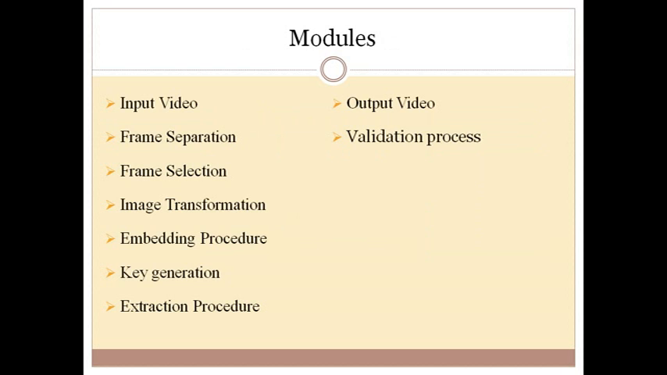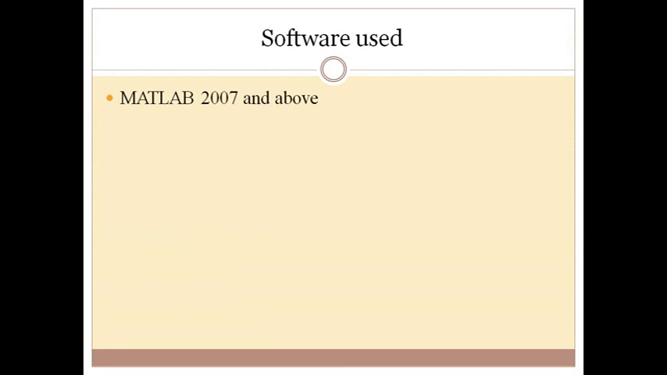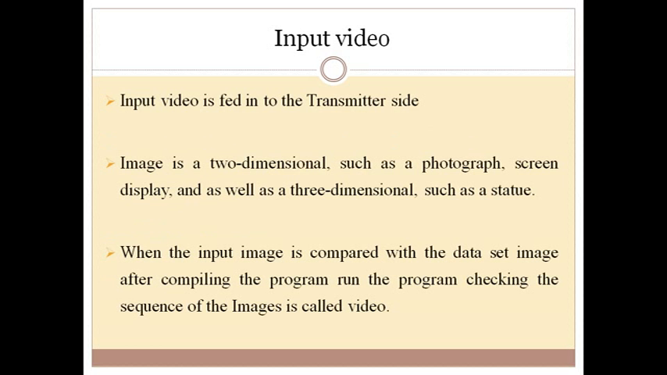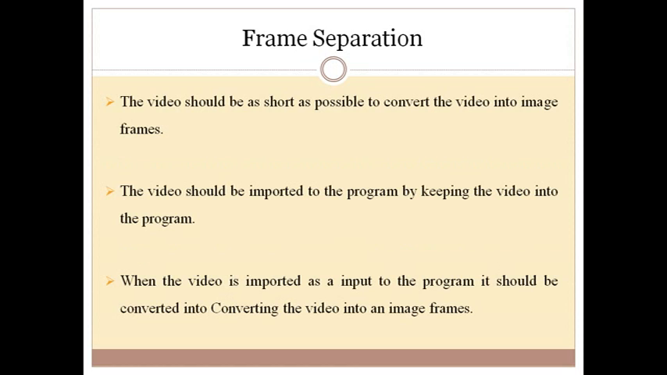These are the modules of the program. MATLAB 2007 is used for the simulation of our project. This input video may be in any format, but that particular format must be predefined in our program. Generally, the video is a sequence of frames. Among those frames, we need to select a particular frame for embedding our data.